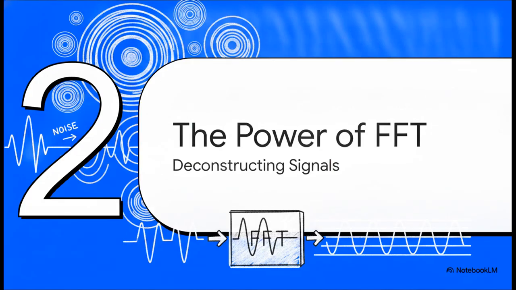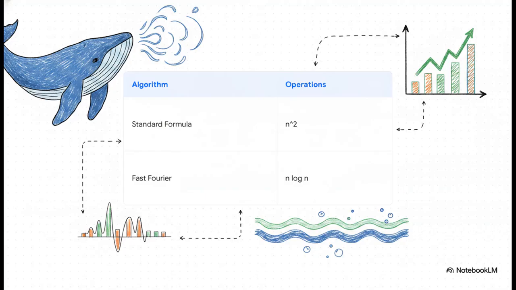Section 2. The power of the FFT. So that realization completely shifts our narrative from constructing signals to tearing them apart. Now, before the FFT came along, the discrete Fourier transform required operations on the order of n squared. That's a lot of math. But the fast Fourier transform algorithm optimizes this down to n log n operations. This leap in computational efficiency is just a massive, game-changing advantage when you're processing millions of data points.